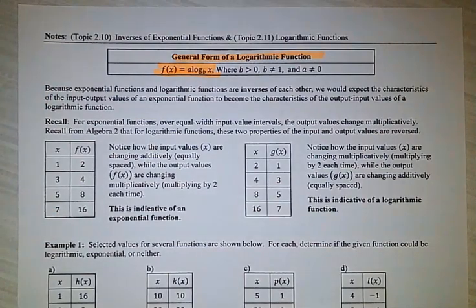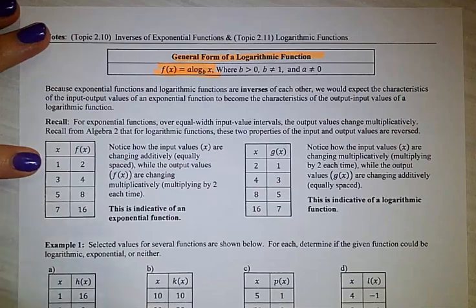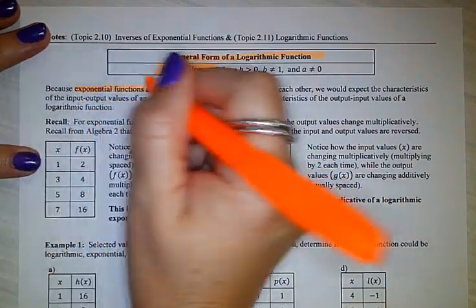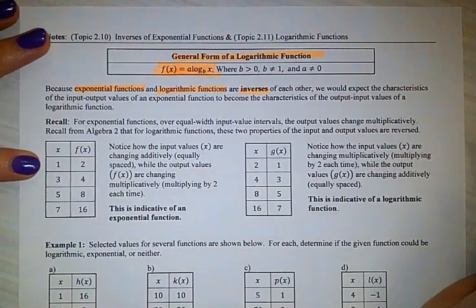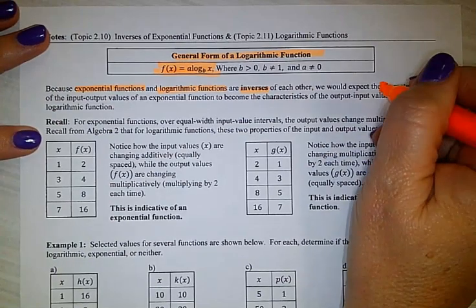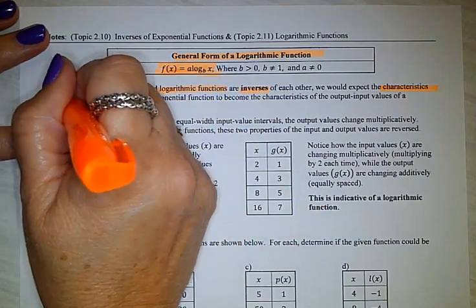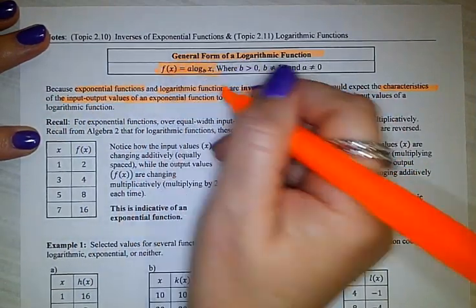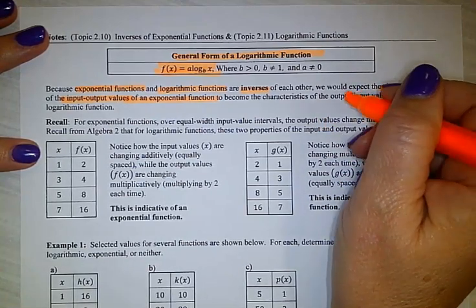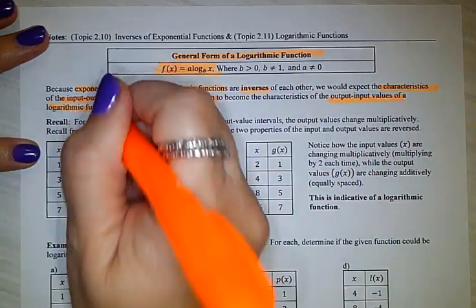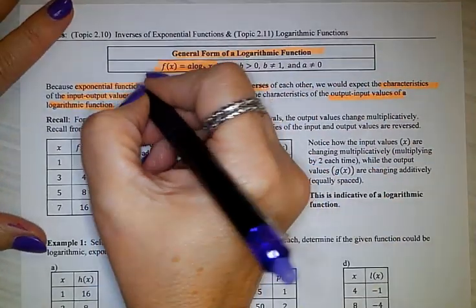As we look back at what we know about inverses, we talked about in the last lesson that exponential functions and logarithmic functions are inverses of each other. According to the characteristics of inverse functions, we should expect those same characteristics to hold true for exponentials and logs. If I look at the input and output values of an exponential function, they should become the output and input values of the log function. Why is that? Because the domain and range trade places.